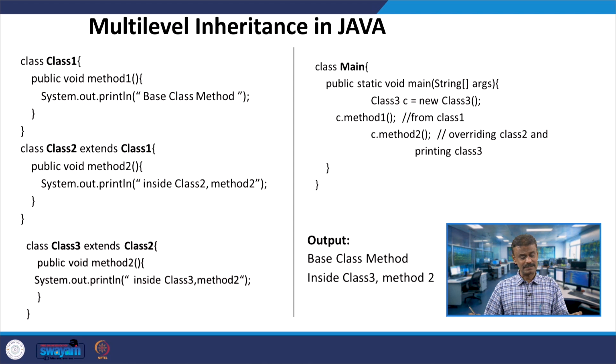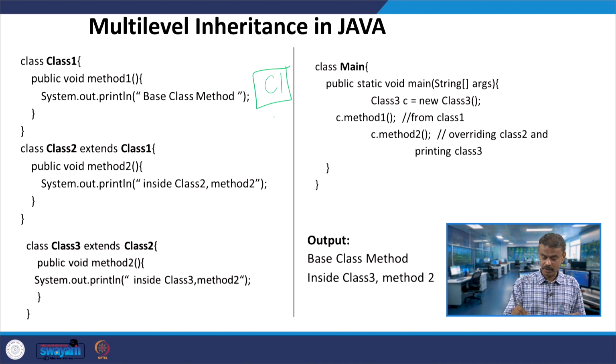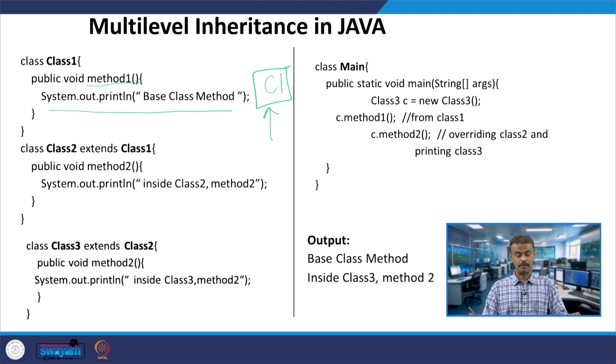We will see how this will work in Java. We will consider an example. Let us say class 1, C1, is your base class, that is, your parent class. Under the parent class you have one method, method 1, with system.out.println base class method. And class 2, C2, is extending class 1.